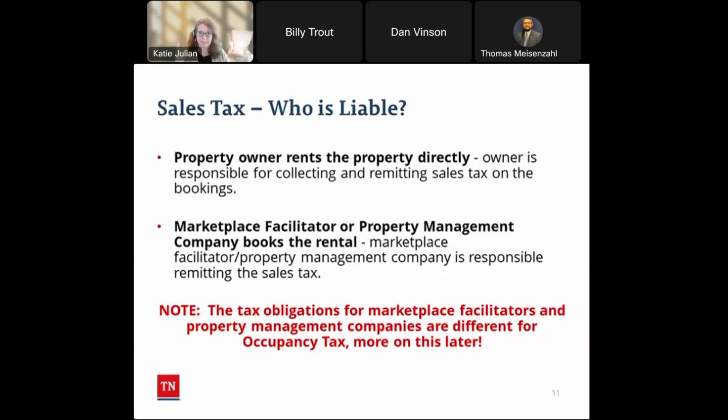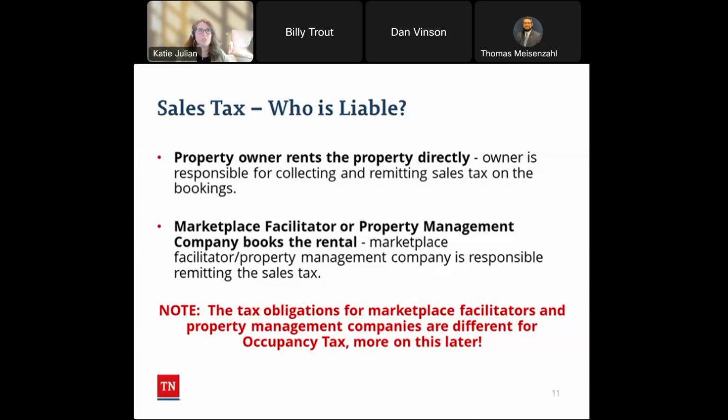So in that type of situation, kind of a hybrid rental, the property owner is going to be responsible for collecting and remitting sales tax on bookings booked directly through them, whereas the marketplace facilitator or property management company is going to be collecting and then remitting sales tax on bookings booked through them.